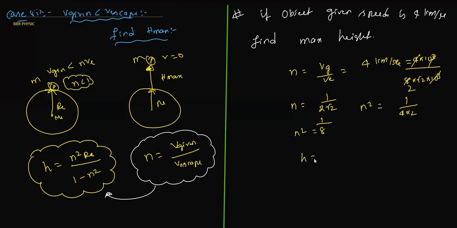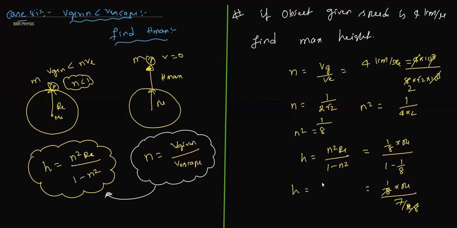Therefore h equals what we are having? n square Re divided by 1 minus n square. N square value is 1 by 8, so 1 by 8 into Re divided by 1 minus 1 by 8. If I take the LCM, what will we get here? 1 by 8 Re over 7 by 8 will get it. 8 will get cancelled, so Re by 7 it will go.